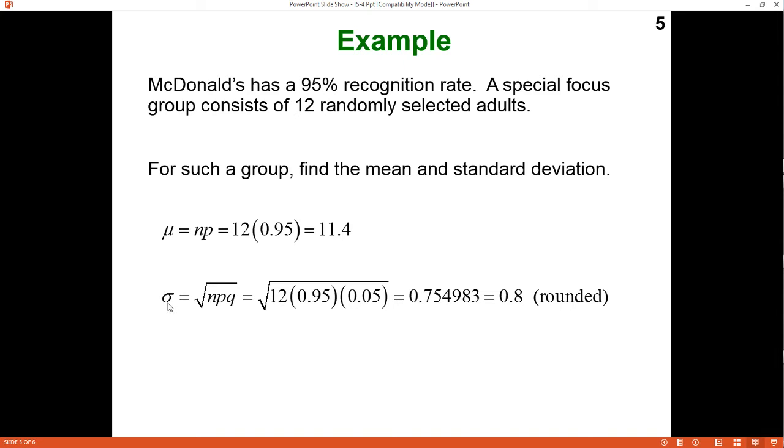The standard deviation is the square root of n times p times q. 12 adults, probability of success, recognizing McDonald's, is 0.95. Probability of failure would of course be 1 minus 0.95, or 5%. Multiply that together and you get 0.754983. If you round that, it would just be 0.8.